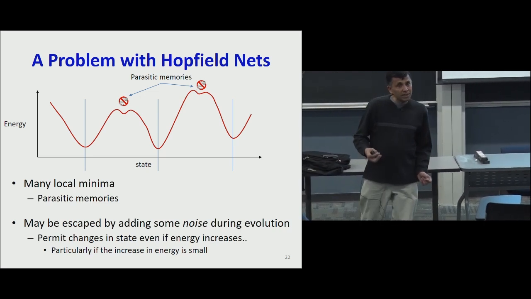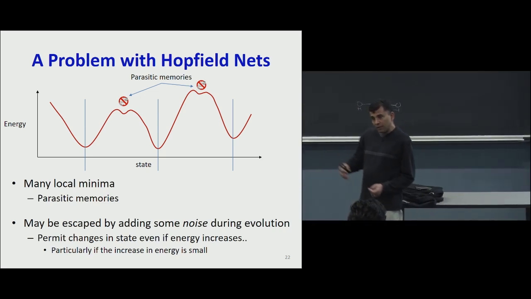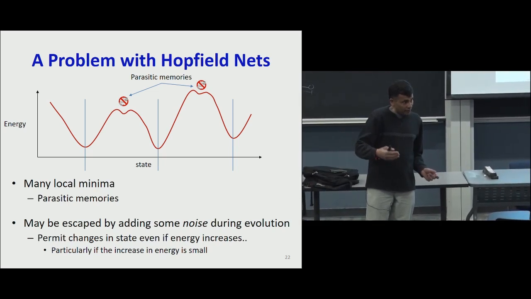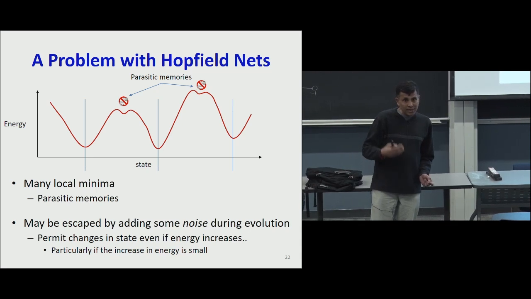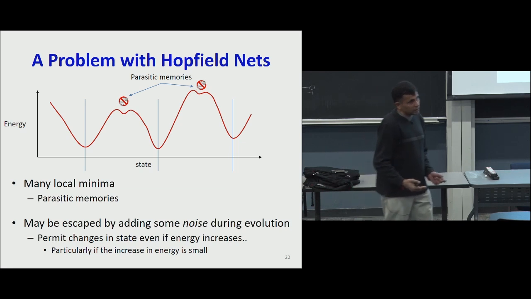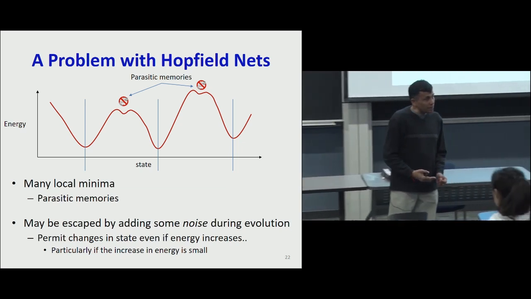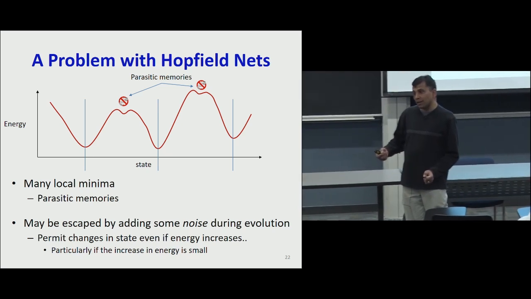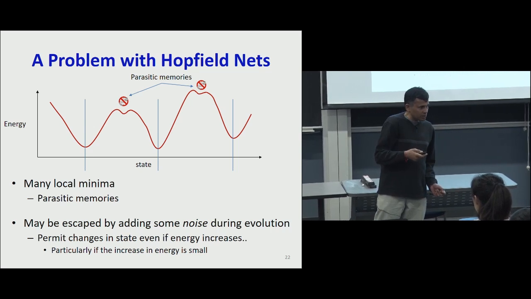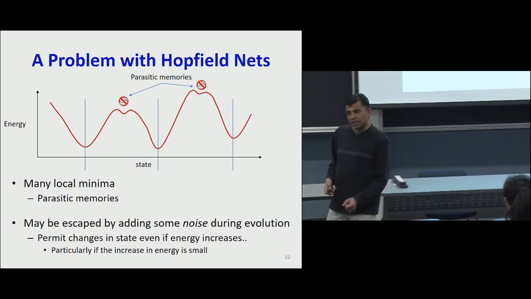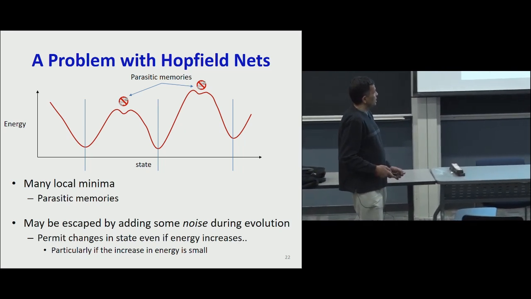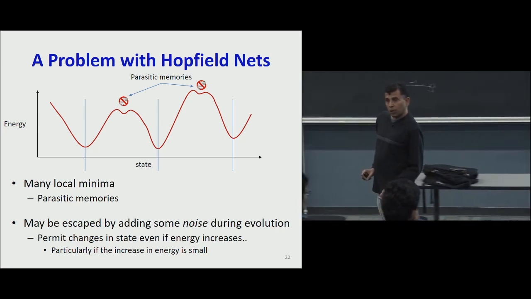A simple thing: if you detect that it's converged, you can add some noise and see if it comes back to the same place. Alternately, you don't actually have to wait for it to converge. You can say that I don't necessarily always want it to decrease the energy. Sometimes if the change results in an increase in the energy, I'm still going to accept the change of the state. The two are strictly equivalent statements, right? So that's basically what we would do. We want to permit change in state even if the energy increases, particularly if the change in energy is small.